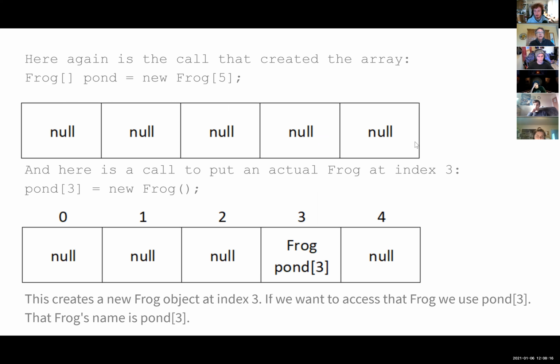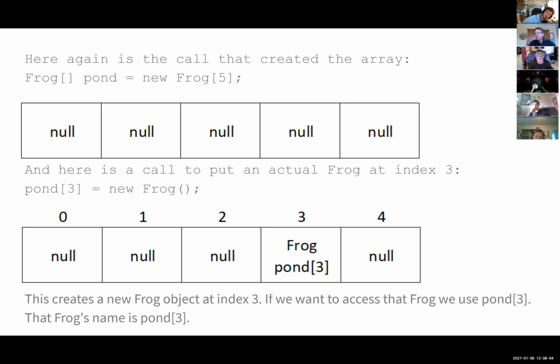You can't say pond square bracket 3 dot hop because there isn't a frog there yet. And then here's a call that actually puts a frog at index value 3. So I say pond square bracket 3 equals new frog. That puts a frog into spot number 3, and the name of that frog is actually pond square bracket 3.